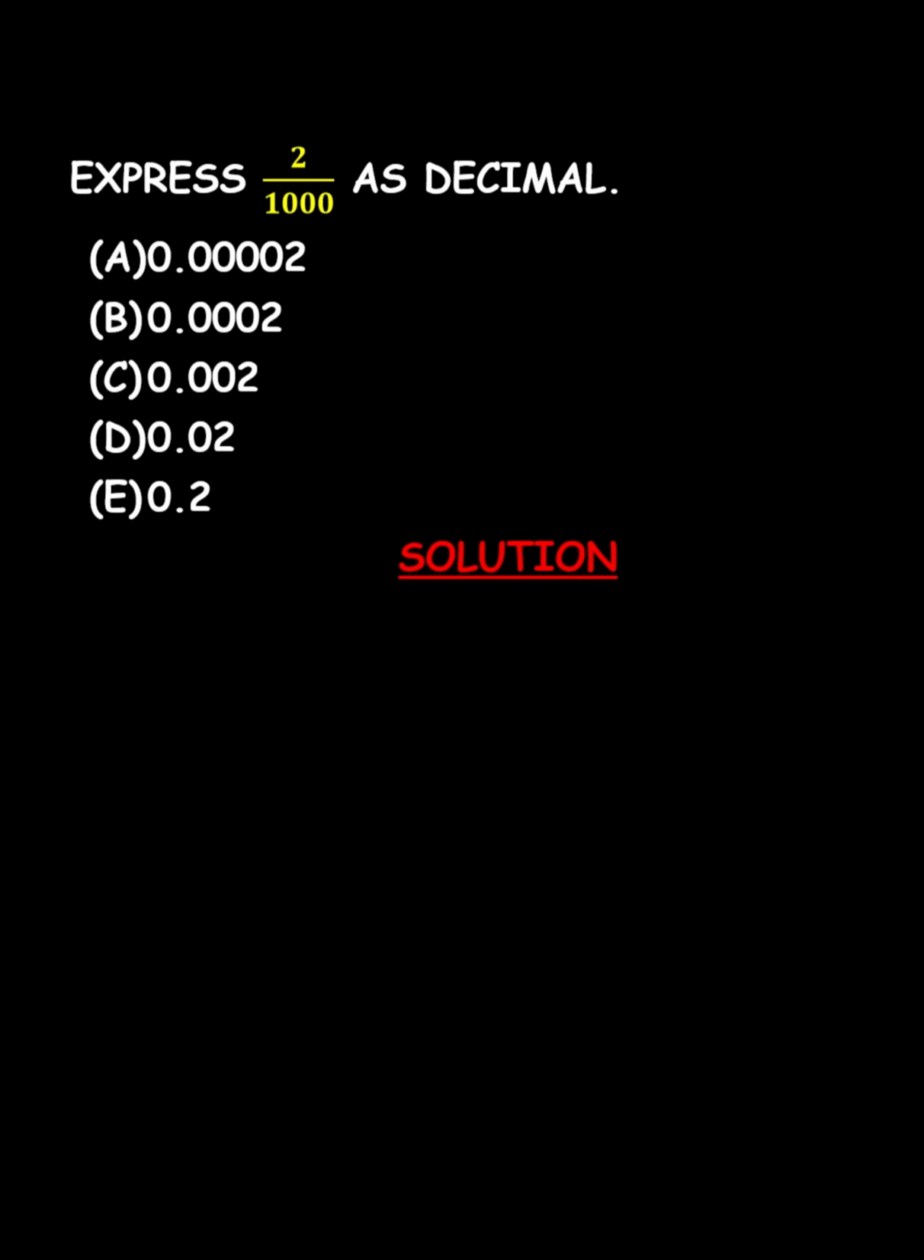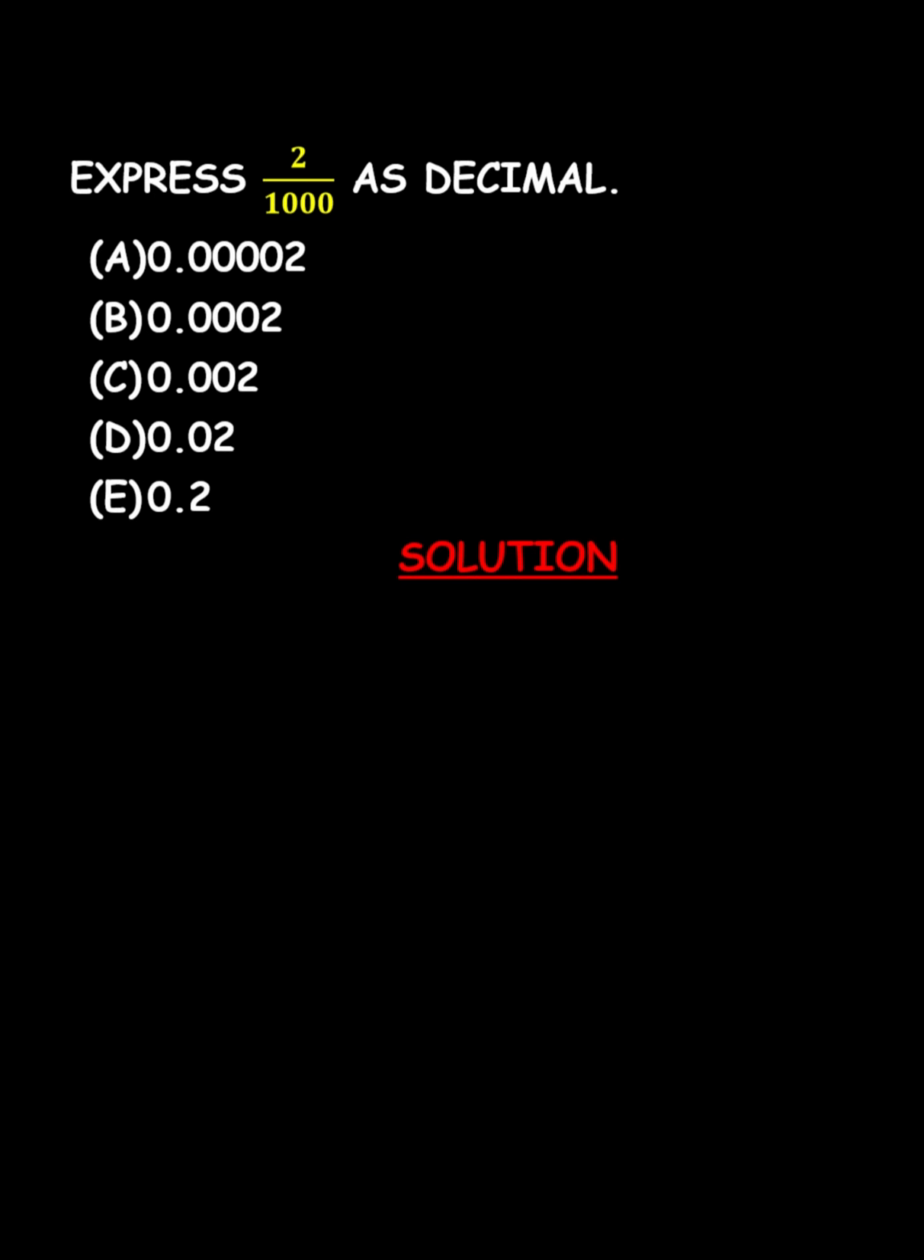Express 2/1000 as a decimal. A. 0.00002. B. 0.0002. C. 0.002. D. 0.02. E. 0.2.